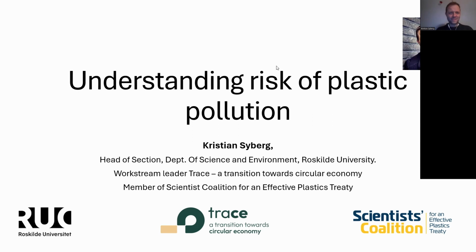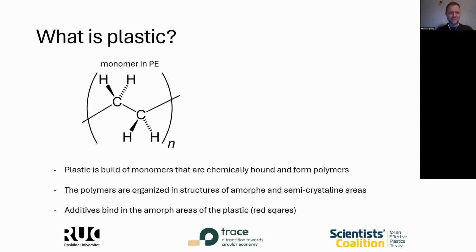There we go. Okay, so first, very quickly, what is it when we talk about plastic? What are we talking about here? Because this is quite important also to understand the implications of plastic pollution. So this is basically a simple monomer with a backbone of carbon with different kinds of atoms on it, depending on the plastic polymer type. And then these monomers are interlinked in large chains called polymers.